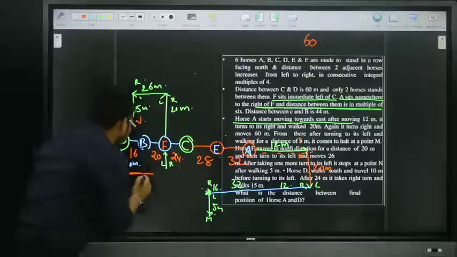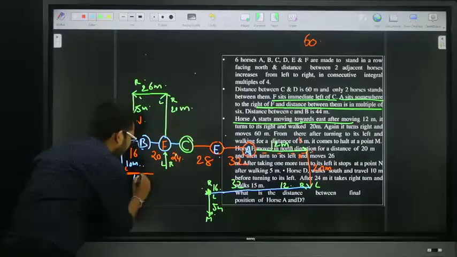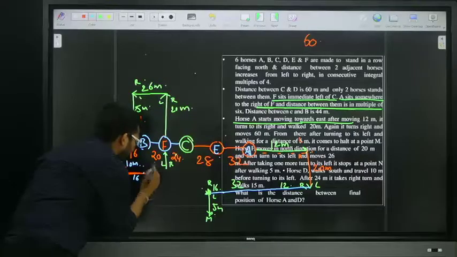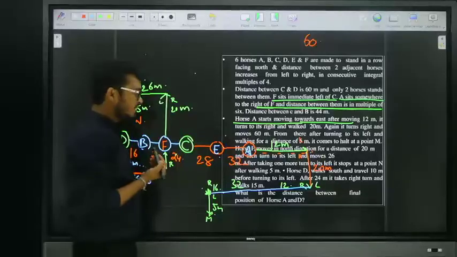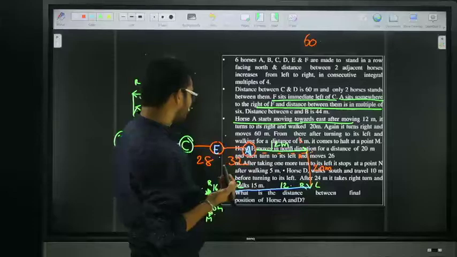Friends, here this one is what? Up to this one is 16. But this one is 24, so remind this one is 8. After that, after 24 meters, it takes a right turn and walks.